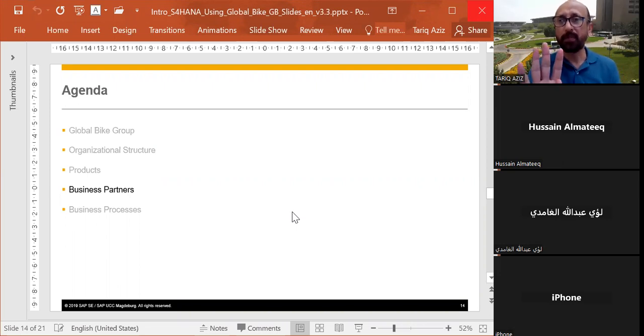Semi-finished goods, very nice. This is one of them. Finished goods, very nice. This is 2. Raw material, very nice, the third. And there's one more left. We have raw material, we have semi-finished goods, and we have finished goods, 3. And what is the 4th one, guys? Accessories. Very nice.